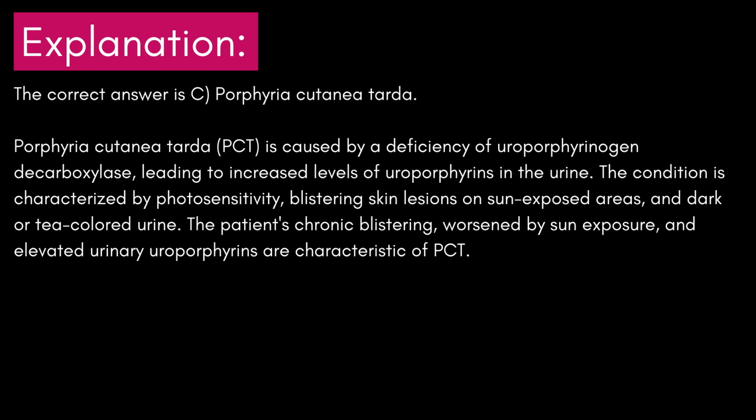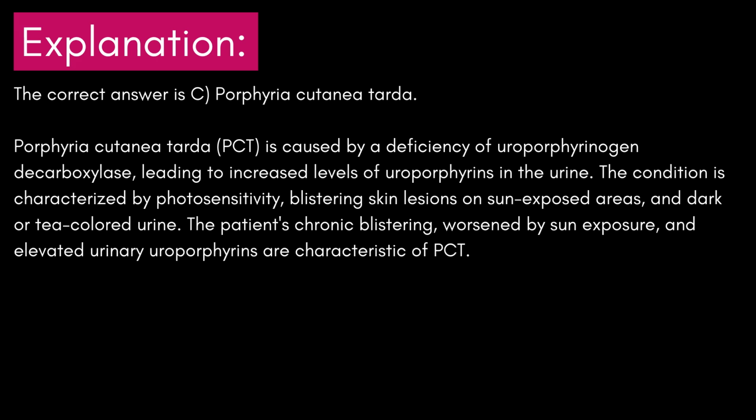Porphyria cutanea tarda. Porphyria cutanea tarda, PCT, is caused by a deficiency of uroporphyrinogen decarboxylase, leading to increased levels of uroporphyrins in the urine. The condition is characterized by photosensitivity, blistering skin lesions on sun-exposed areas, and dark or tea-colored urine. The patient's chronic blistering worsened by sun exposure and elevated urinary uroporphyrins are characteristic of PCT.